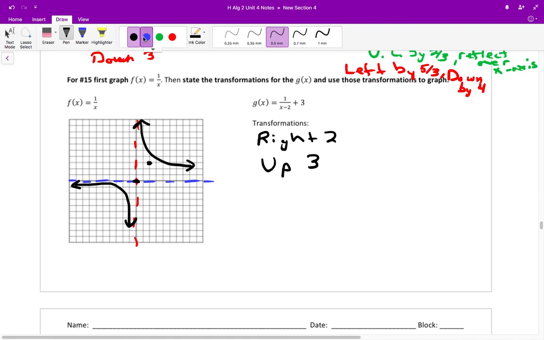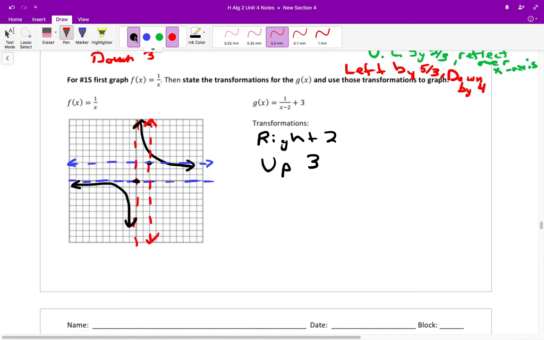Now what that means is now you've got a horizontal asymptote running through y equals 3. In other words, the only thing that affects the horizontal asymptote is any up or down movement. So for this one, up 3. And then let's see, to the right by 2, so that's going to tell me that my vertical asymptote needs to run through that point. So that's going to be going through at x equals 2.